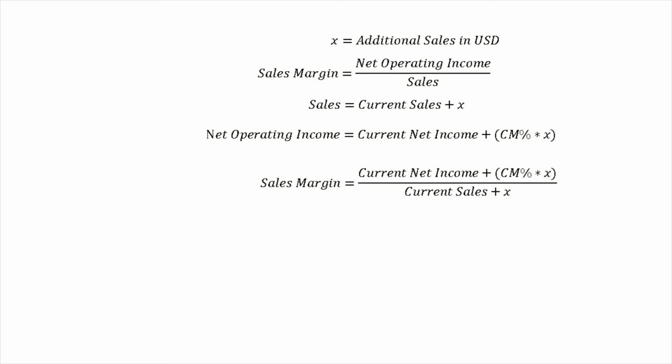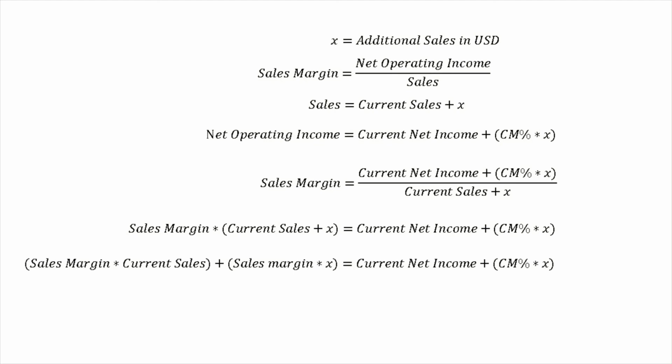We're going to multiply both sides by the current sales plus the additional sales in US dollars, which is sales margin multiplied to current sales plus additional sales is equal to current income plus contribution margin multiplied to the additional sales in US dollars. For distributive property, we have sales margin times current sales plus sales margin times additional sales in US dollars is equal to current net income plus contribution margin multiplied to the additional sales in US dollars.